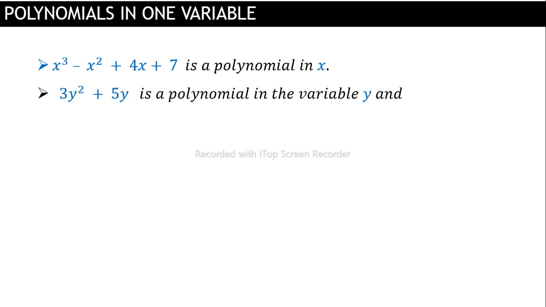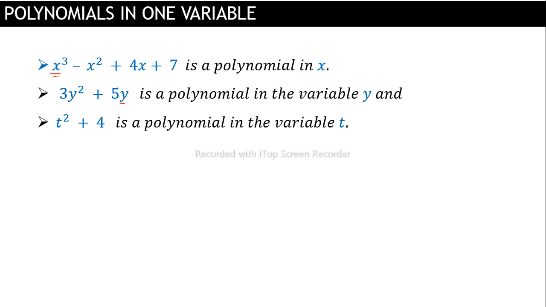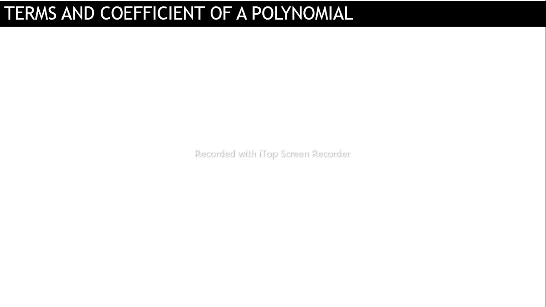3y squared plus 5y. This is a polynomial in the variable y, and t squared plus 4 is a polynomial in the variable t. So here we see that in the first polynomial we have only x, in the second we have only y as a variable, and in the third one we have only t as a variable. So these are polynomials in one variable. Now let's see about the terms and coefficients of a polynomial.